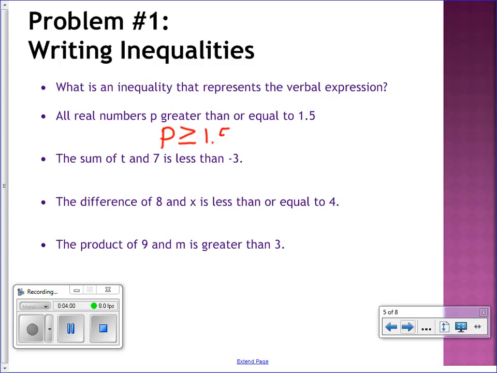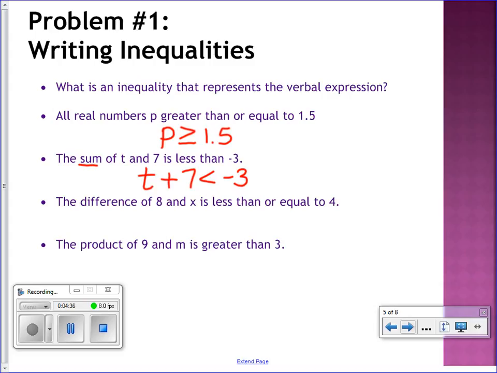and we want numbers greater than 1.5. So p is greater than or equal to 1.5. The next example, the sum. All right, that indicates I'm going to have an addition sentence. The sum of t and 7, so we're going to add: t plus 7 is less than negative 3. So there is our less than symbol and negative 3 on the right side.